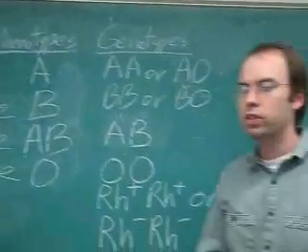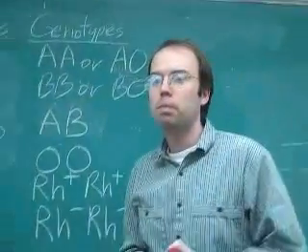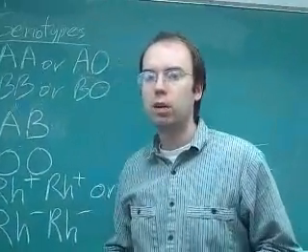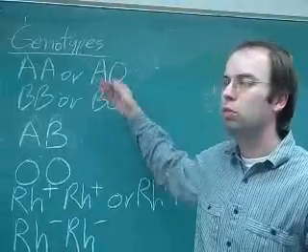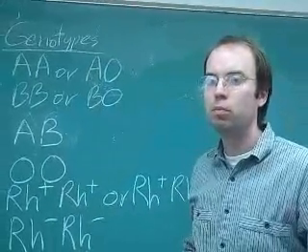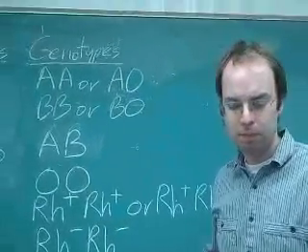So a person who has type A blood, it's possible they have a mother who is, for example, type O and has given them an O allele. But we don't know that just from their blood type.